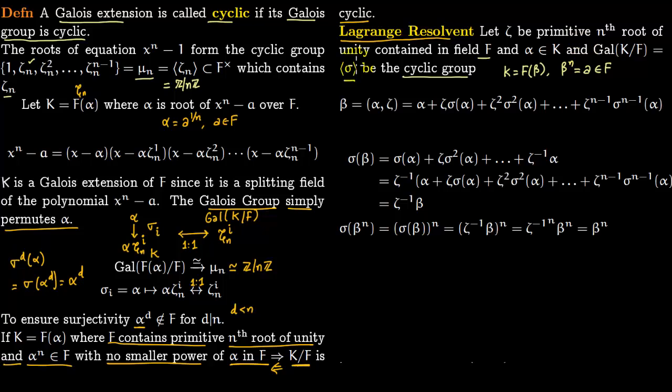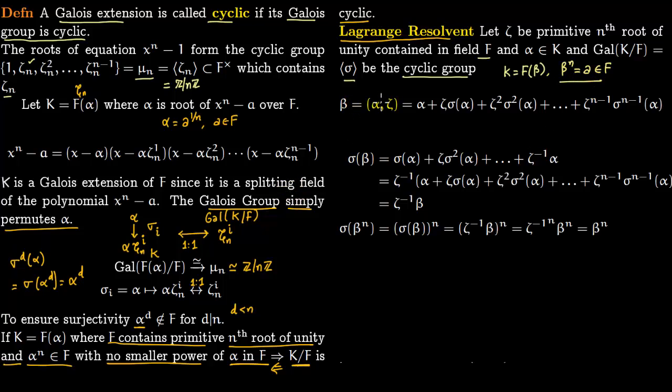So we're taking the Galois group as cyclic, generated by a single element, and we want to show that this implies that K is of the form F of alpha. Instead of alpha, we're writing beta, and this beta would mean that beta to the power of n should lie in F, just like here. So let us see this.